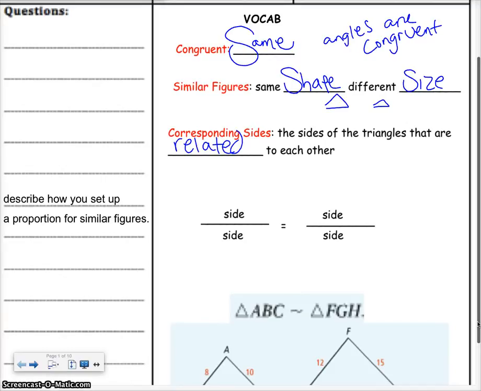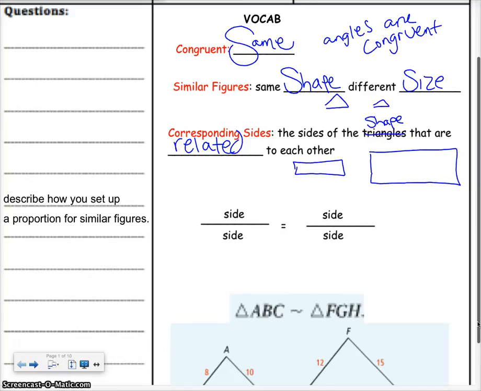So now you draw two similar triangles. And it doesn't have to be triangles. What was I thinking? It can be any shape. So the sides of a shape that are related to each other. I will show you that it can be any shape. Let me draw a rectangle. Here's a rectangle. I'm going to draw a similar rectangle. I'm going to make my similar rectangle bigger.